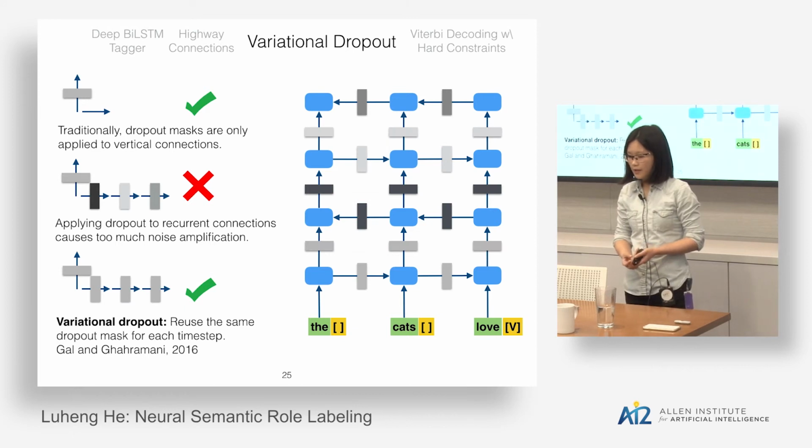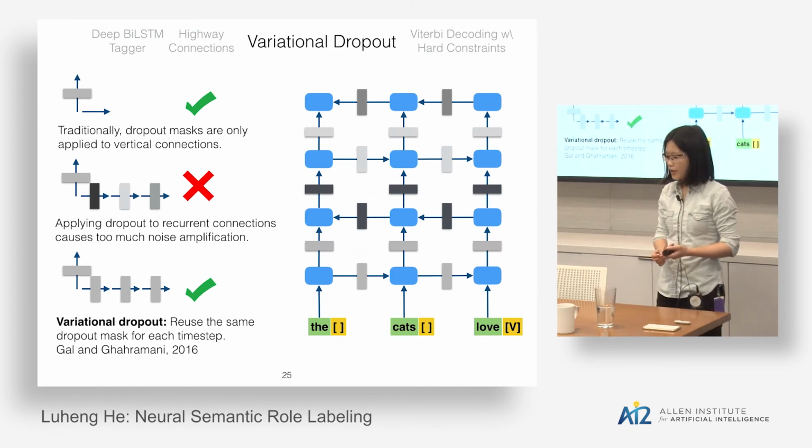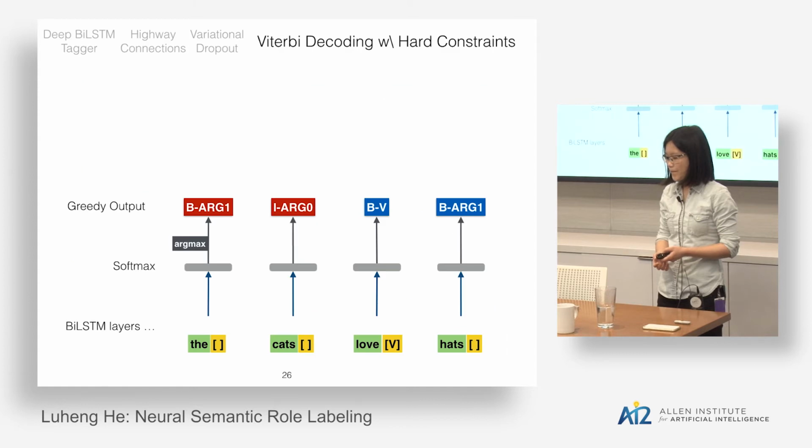So there's a nice trick called variational dropout. The idea is very simple. We reuse the same dropout mask for each time step, so that wouldn't cause too much noise amplification.